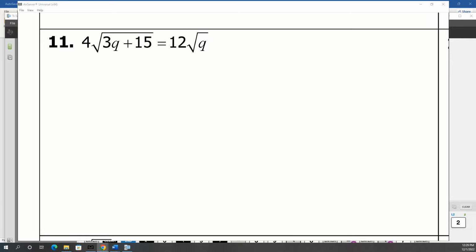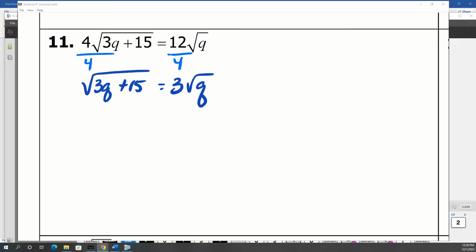All right, so we want to isolate the radical, and to do that, we would divide both sides by 4. Now, this one over here, we can't isolate that radical. That 3 is just going to have to be on the outside, and it's okay. We'll just leave it there. But on the step where we square both sides, we have to be really careful with that 3.